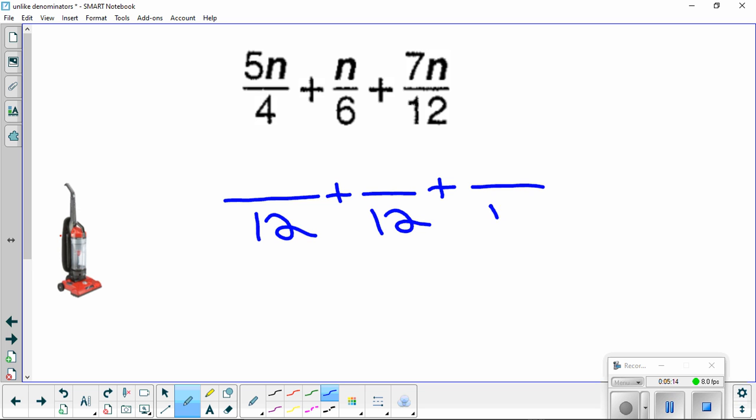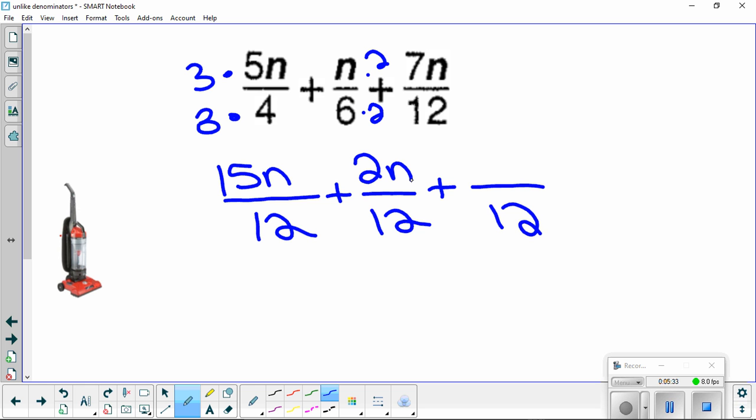So 12 goes into 12. What's 4 missing to look like 12? He needs to be multiplied by 3. And what I do to the bottom, I do to the top. That looks like an 8. Sorry about that. I'm going to get 15n. 6 is missing the 2. I give the 2 and the 2, 2n. And the 12's missing nothing. So you can either just go, oh, 7n, or you could tell yourself times by 1, times by 1. But I'm lazy. So we're ready to add up. 15 plus 2 is 17 plus 7 more, 24n over 12.